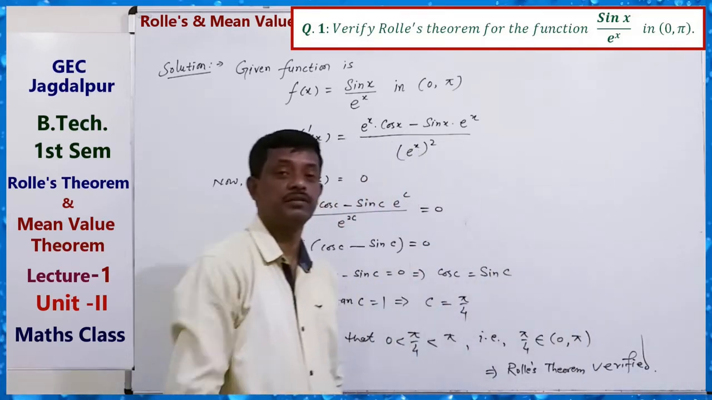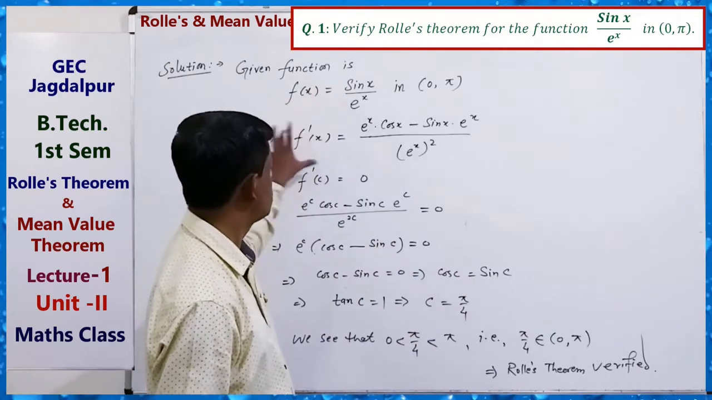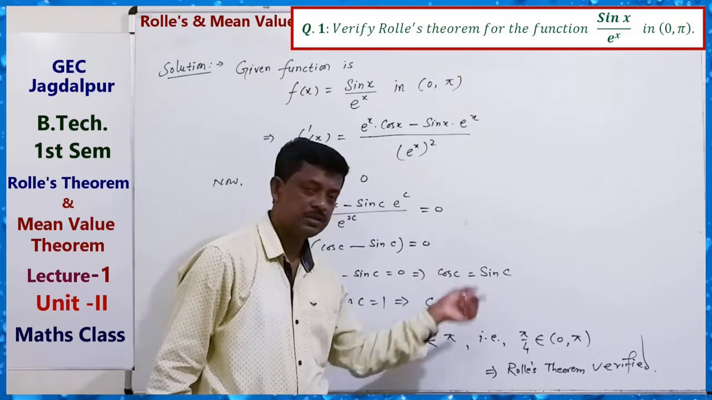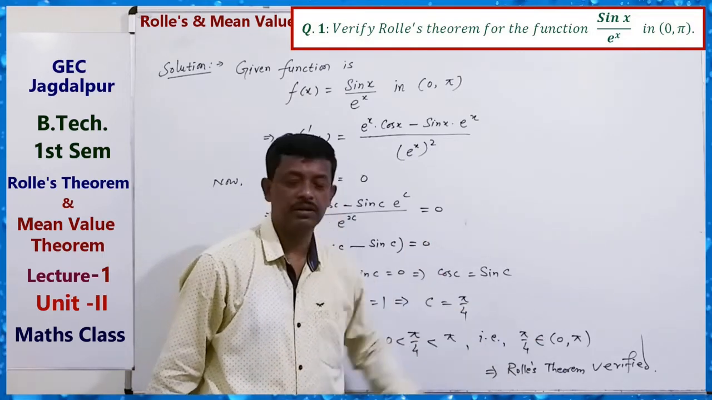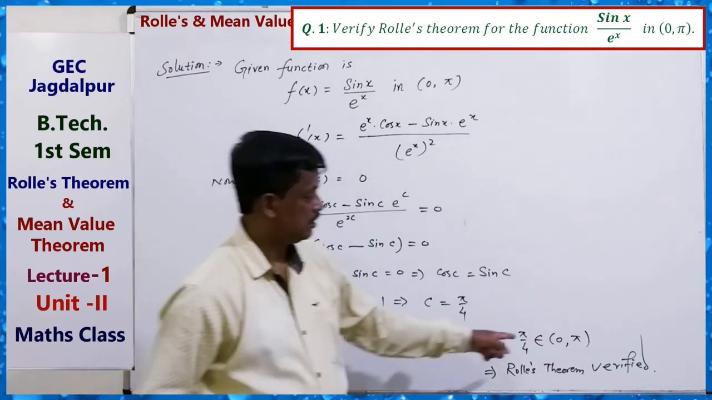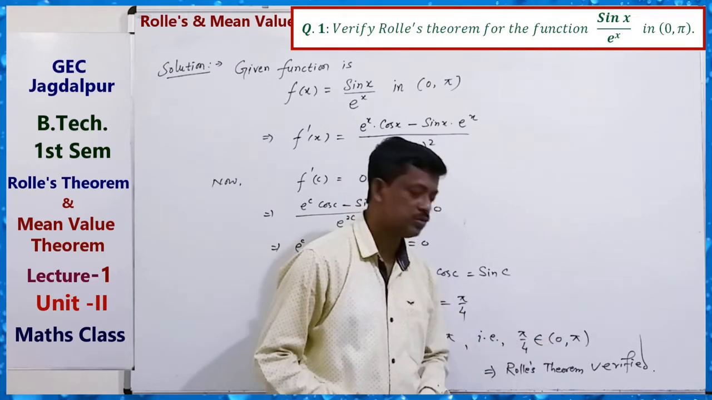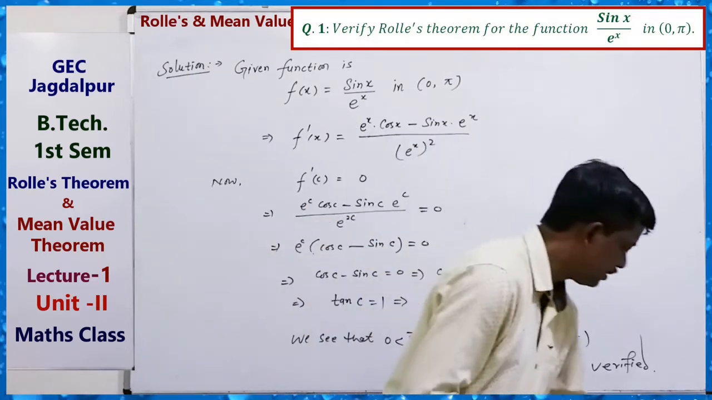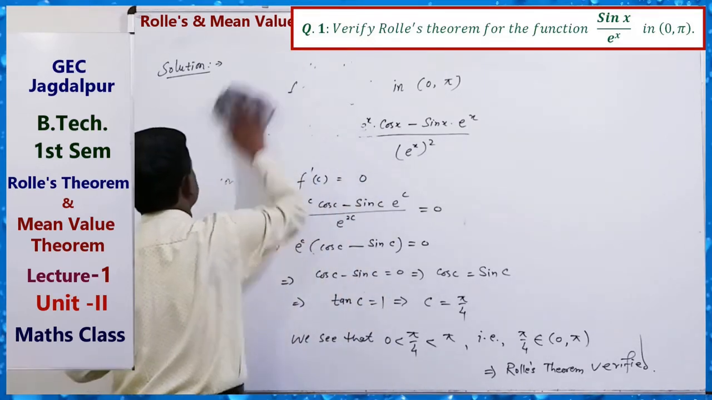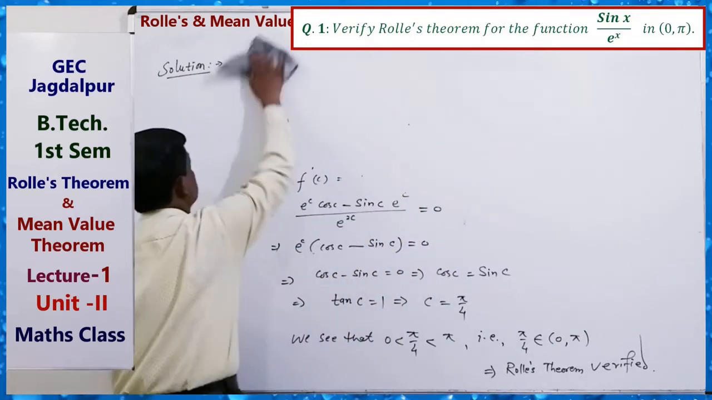Main thing is what? The value c. Just differentiate the function and equate to 0 and find a value, and that value must lie between the interval. That is the value of c. It must lie in the open interval. Here, the value of c lies in the open interval, so Rolle's theorem is verified. Okay, so this is the process for verifying Rolle's theorem for a given function in a given interval. Okay, now take a second question.